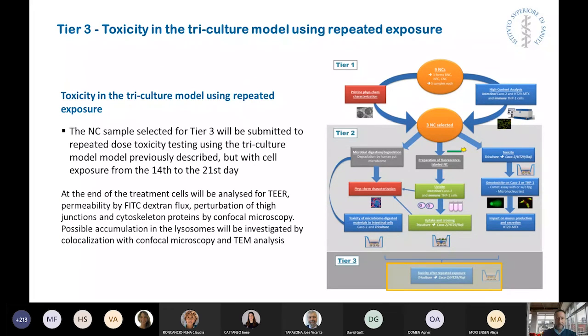Finally, one single material, based on tier 2 results, will be selected for toxicity testing in a culture model using repeated exposure, addressing the issue of a more meaningful exposure scenario related to possible consumer exposure over several days.